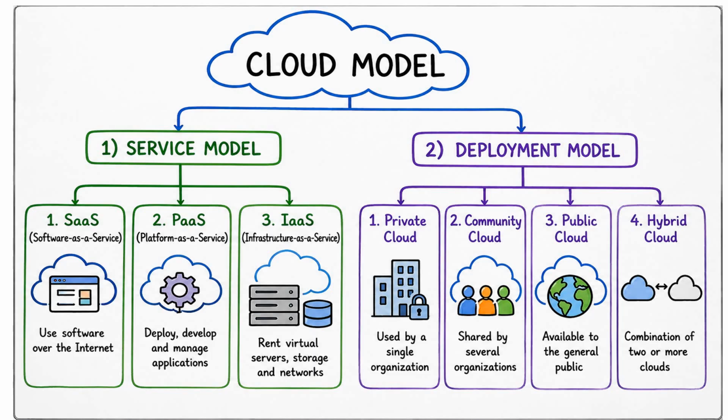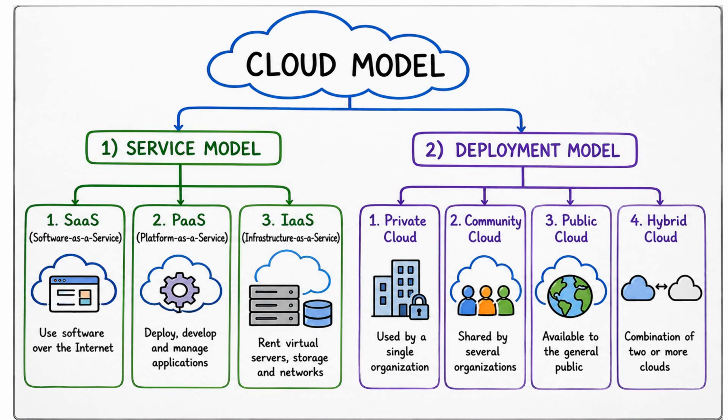Again, this is divided into four types: private cloud, community cloud, public cloud and hybrid cloud. Private cloud means it is owned and used by one organization only. That is, it is dedicated to a single organization and is not shared with the public or other companies. This provides high security and full control over the data.